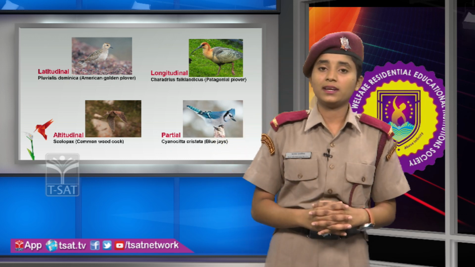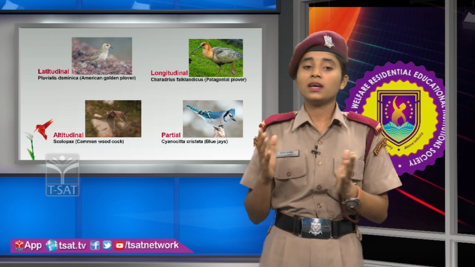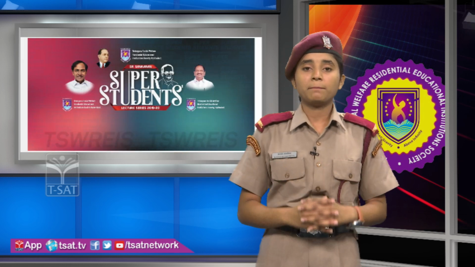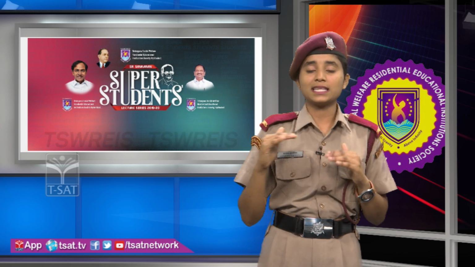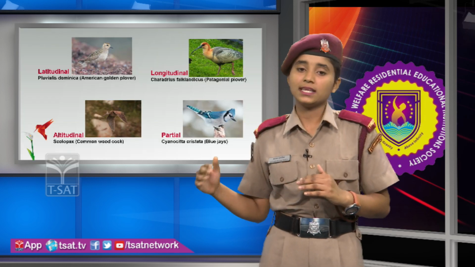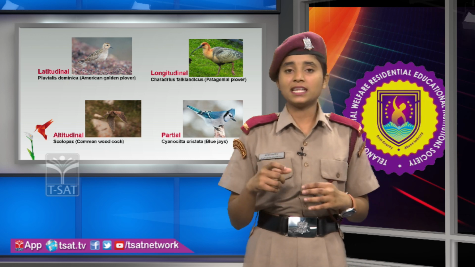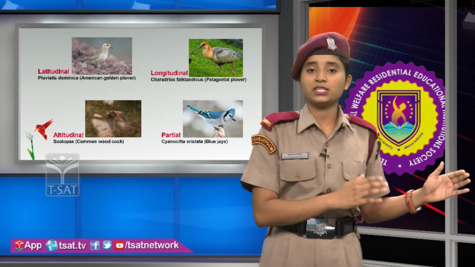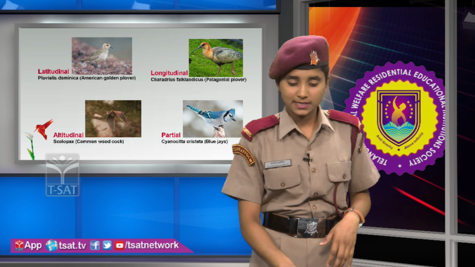Next, altitudinal migration. This can be performed by the common woodcock. It is also called vertical migration because these birds migrate to higher altitudes in summer and to lower valleys in winter. Next, partial migration. The word partial itself indicates that birds like blue jays and bluebirds migrate for a shorter distance. They have a constant residence in their native place.